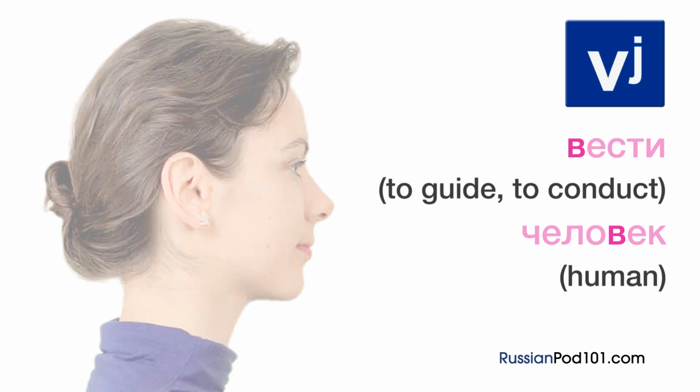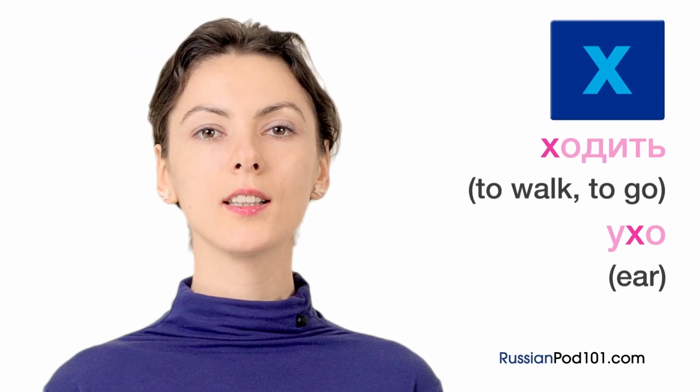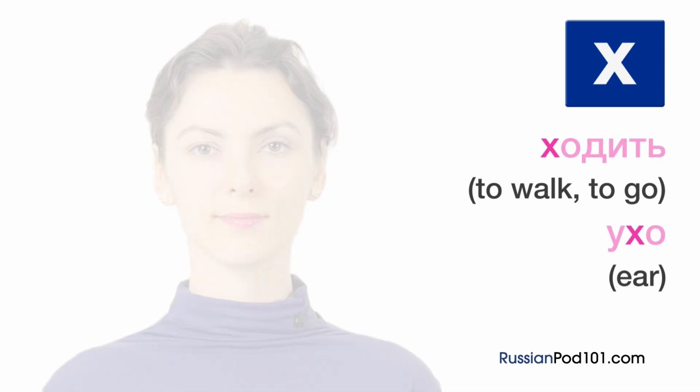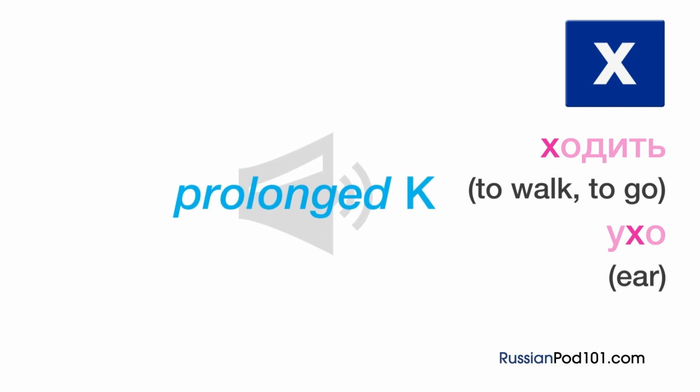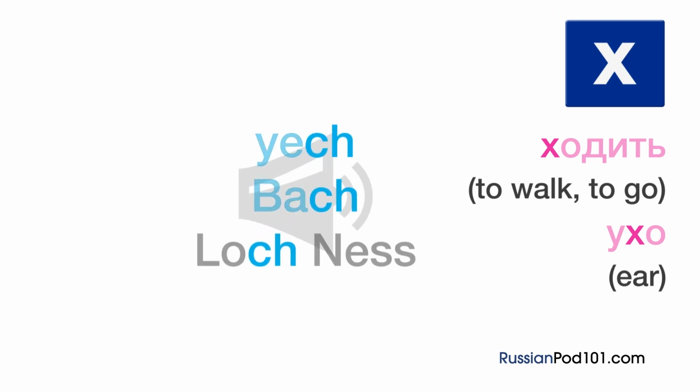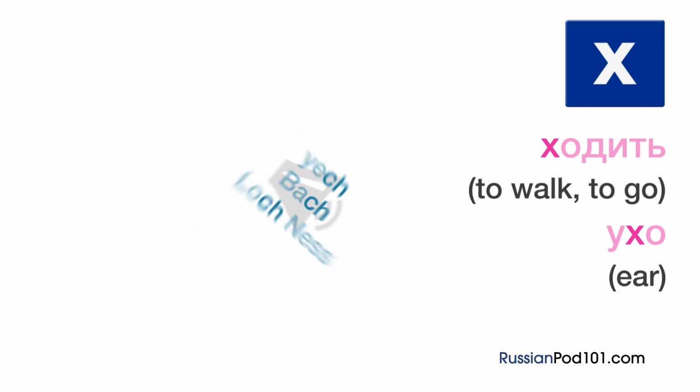The next consonant is х. Ходить. Ухо. This is exactly like a prolonged K sound. The trick is to attempt to pronounce a K sound, but as your tongue and the back roof of the mouth make contact, slowly blow a constant stream of air through the opening until you get a turbulent sound. The key is to blow the air through the opening without cutting off the airstream completely or allowing it to pass through unobstructed. It's the same as the CH sound in words like yech, bach, or Loch Ness.